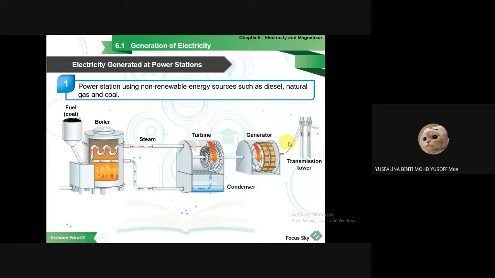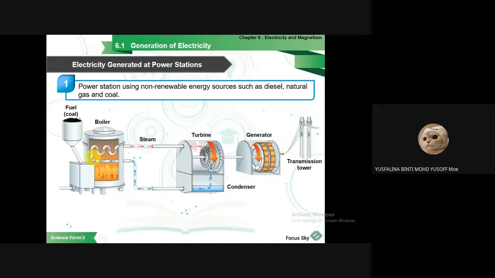But before it goes to the transmission tower, there will be another device here that we call a transformer. This one is to either increase the voltage or decrease the voltage. So this one we see later. So this is using the thermal energy. We just burn the fuel and coal and heat up the water so it becomes steam. The steam has a high pressure, so it will rotate the turbine, and then the turbine will rotate the generator, and the generator will produce electricity and transmit the electricity to the transmission tower.